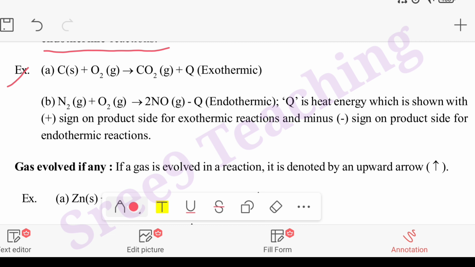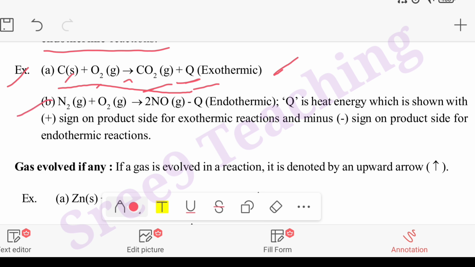C plus O2 gives rise to CO2 plus Q. Here plus Q means heat is liberated. So hence this reaction is called an exothermic reaction. Here in this equation, C in brackets S means solid and O2 G means gas, gives rise to CO2, which is a gas, plus Q. So we write plus Q on the product side when heat is liberated. Now in this reaction, as heat is liberated, this reaction is called an exothermic reaction.